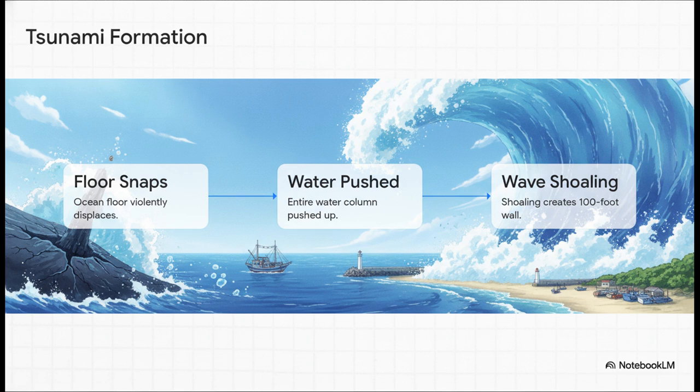The friction drastically slows the front of the wave down, forcing all that fast-moving water behind it to pile up, creating a towering 100-foot wall of water. That is a tsunami, which is actually a Japanese word literally meaning harbor wave because it completely bypasses ships out at sea, only to absolutely annihilate coastal harbors.